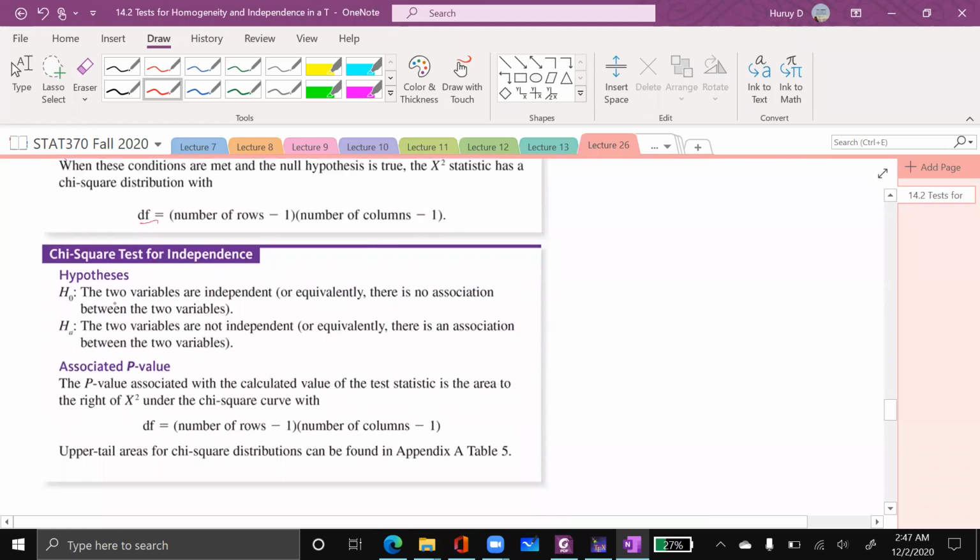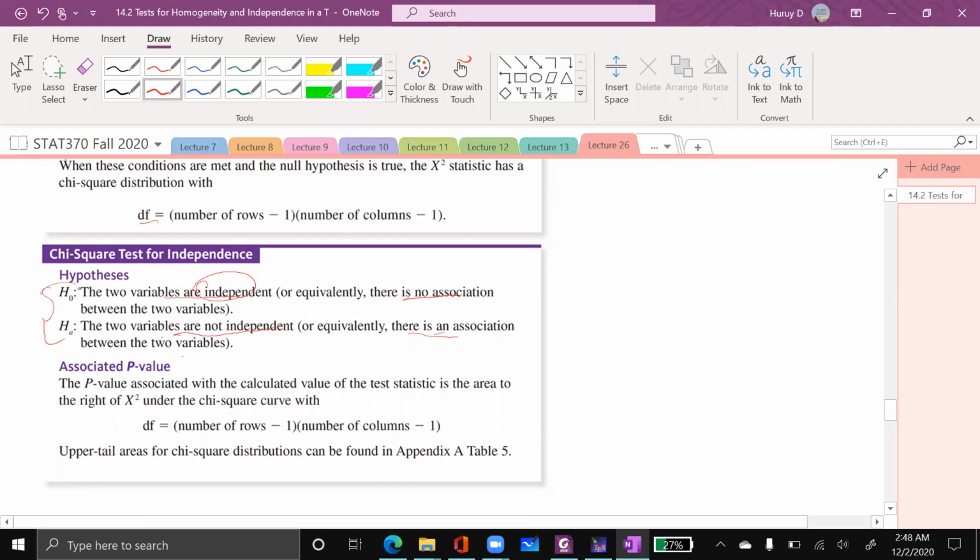The only difference here is how you write the hypothesis. So the null hypothesis becomes the two variables are independent versus the alternative hypothesis, the two variables are not independent. Or you can write there is no association between the two variables, versus there is an association between the two variables. So no association means independent. There is association means they are not independent. Okay, so that's the only difference.